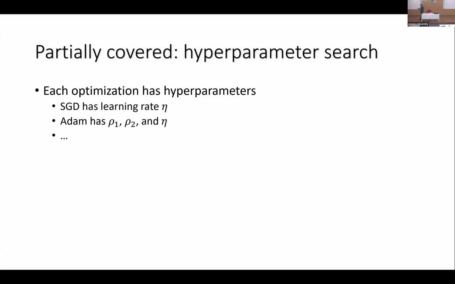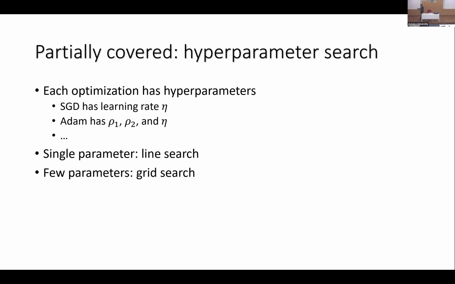Nothing here is universal. Even Adam itself will not universally work better than SGD everywhere. It works better than SGD for some applications, while for others, SGD works better than Adam. So it's very domain specific. After this, it becomes very, very domain specific.